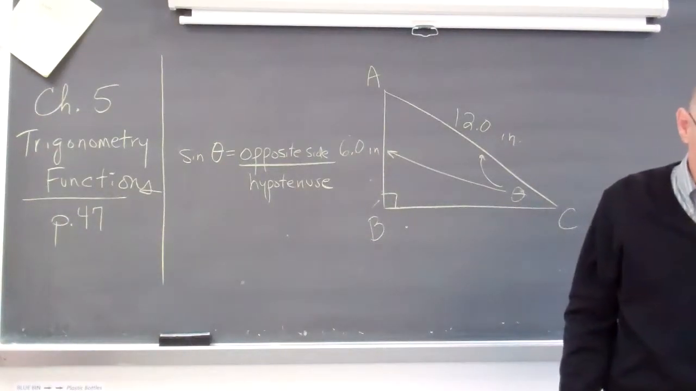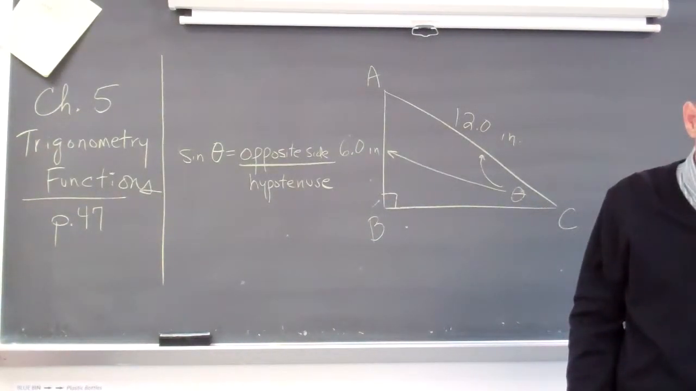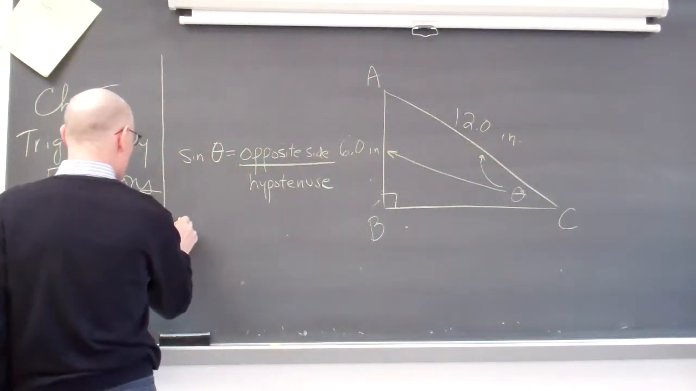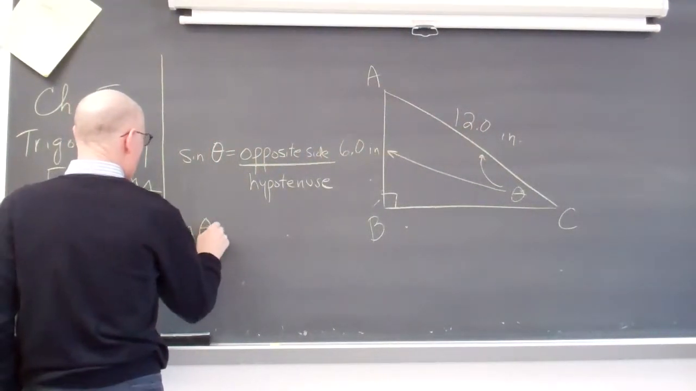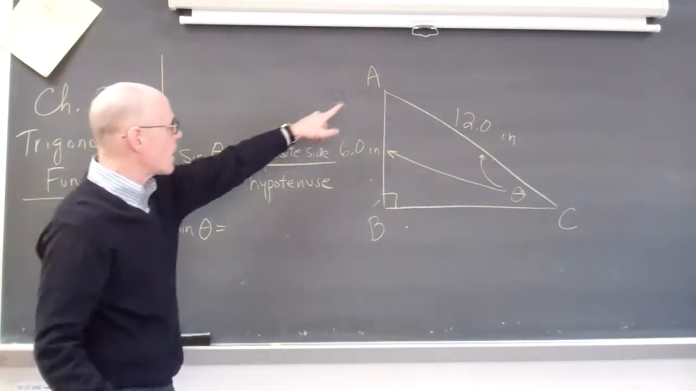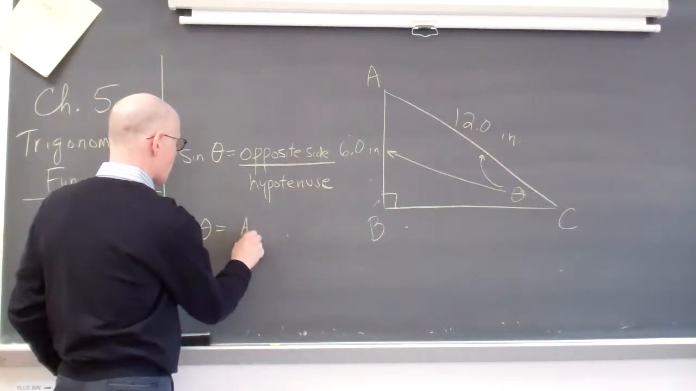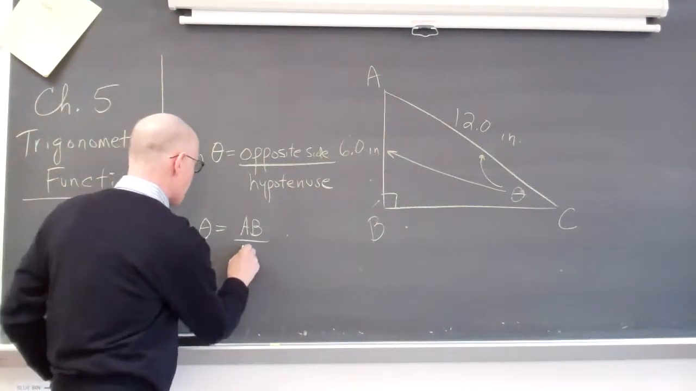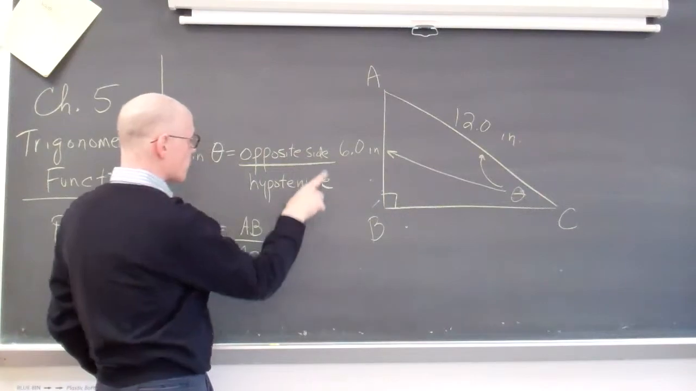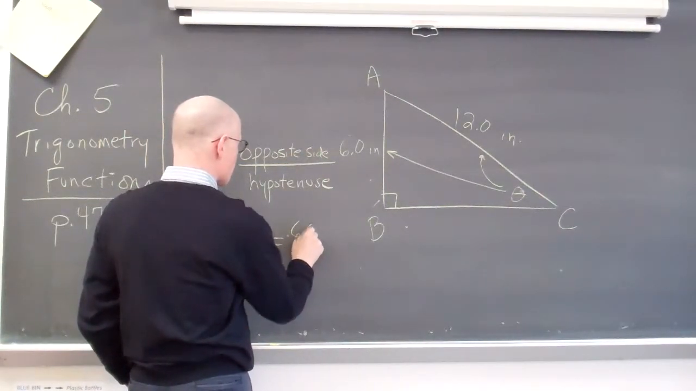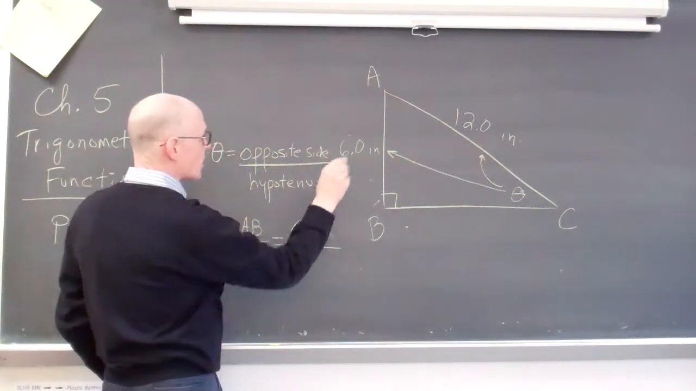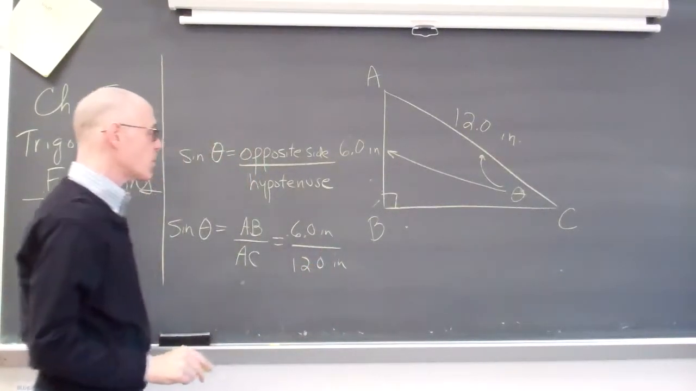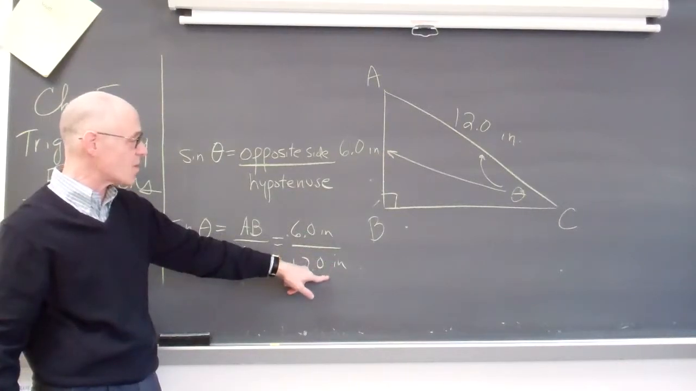So let's keep going here just to show you, complete this calculation. The sine of this angle is equal to the length of the opposite side, which is side AB, divided by the length of the hypotenuse, which is side AC. We can plug in those actual numbers. So this is 6 inches divided by 12 inches. Now you'll notice here that the units will cancel out.